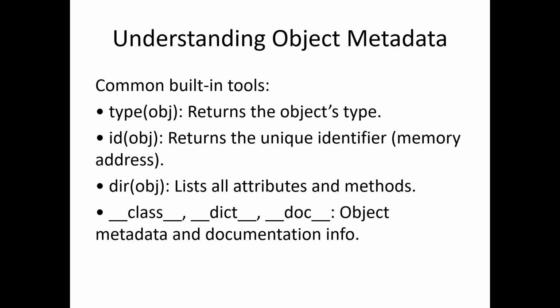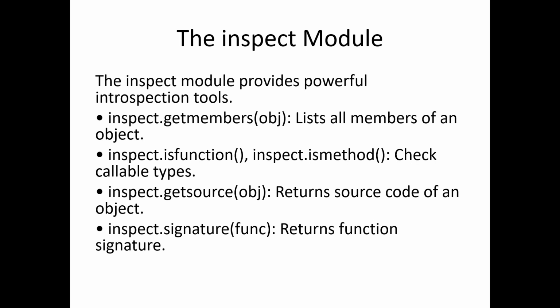Let's start with some basic tools for introspection. The function type returns the object's type, and tells you what kind of object we are dealing with. id gives us a unique identifier, which is basically its location in memory. dir shows all the attributes and methods the object has. And beyond that, every object has some special attributes like __class__ to know its class, __dict__ to see its data, and __doc__ to read its documentation string.